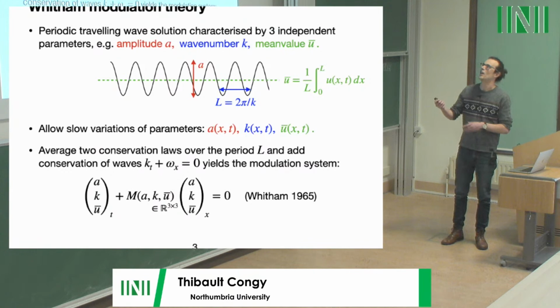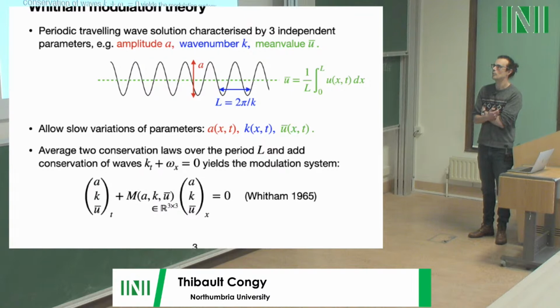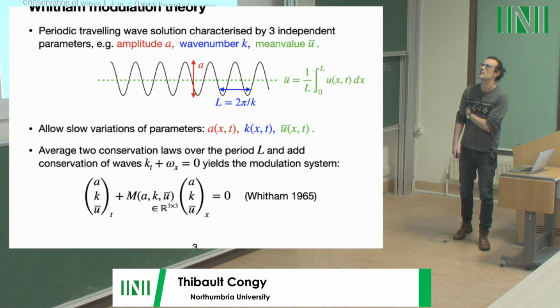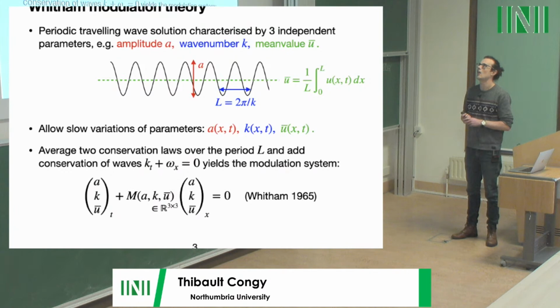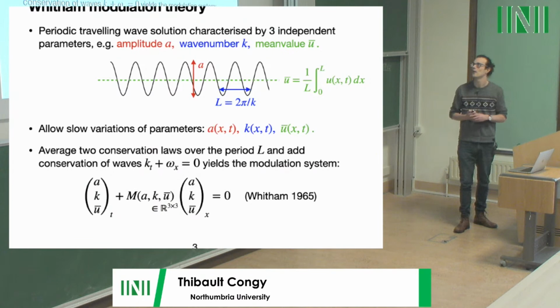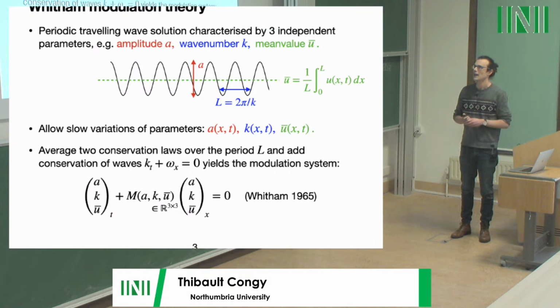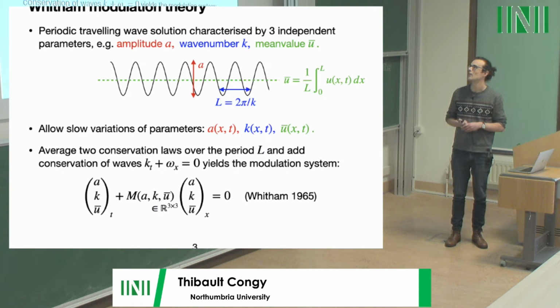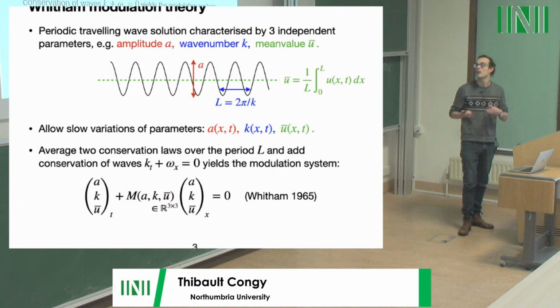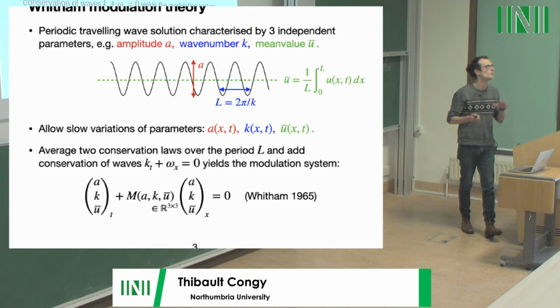Here are the few steps that you need to do to obtain the dispersive shock wave solution. First, you suppose that you have a periodic traveling wave that is parameterized by a set of parameters. Here, I suppose that I will have three independent parameters, let's say the amplitude, the wave number, and what I call the mean value, which is the average of your periodic wave over one period of oscillation. And to obtain the modulation of these parameters, you suppose that this set of parameters is slowly varying. Slowly varying compared to what? You suppose that the parameters are constant over one period of oscillation, but if you zoom out, you have this kind of microscopic dynamics of the parameters.